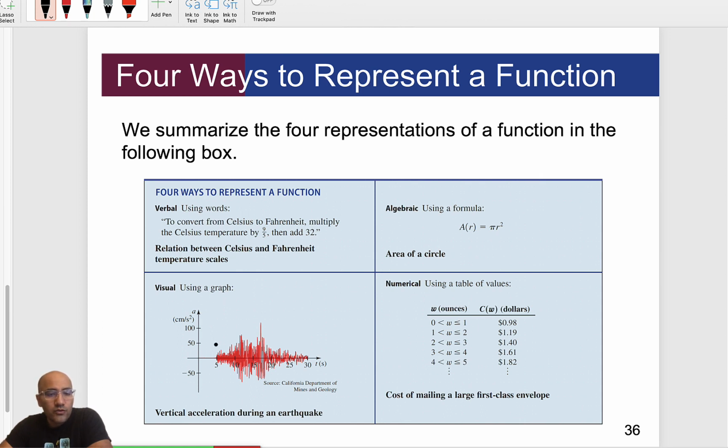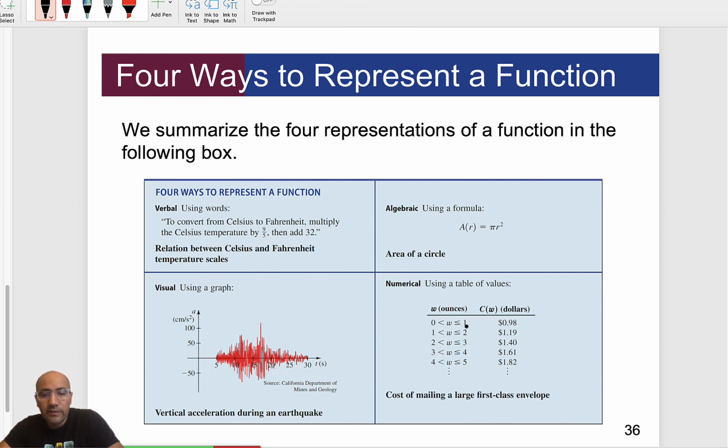So pi r squared is a very famous algebraic expression. We can also describe things graphically. So here looks like it's a seismograph for earthquakes, right? So we can see visually what was happening at various time points. And in some cases, each one of these representations of a function has its own benefits, and in some cases the graphical method is clearly the only way, or the best way, to represent information.